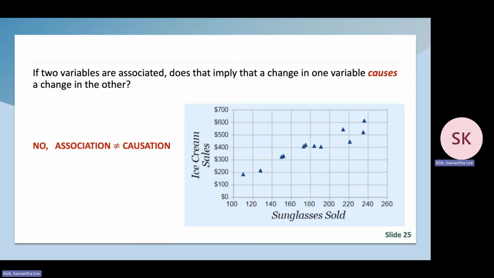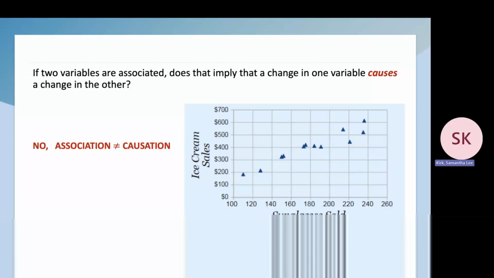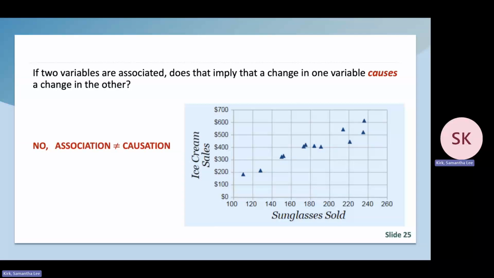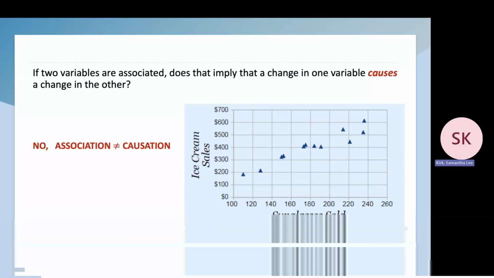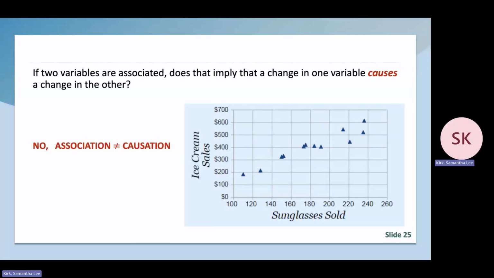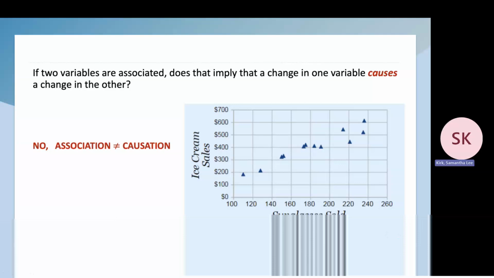Now, if you look at this association, it does seem positive and it does seem linear. But the thing is, there is an association, but that doesn't mean that if we increase the number of sunglasses sold, ice cream sales is also going to increase. There's some other variable related to these two, like the time of year, how hot it is. If it's in the summertime and it's hot and it's sunny, maybe it's the sunniness of the day and the heat that would increase the number of sunglasses being sold along with the amount of ice cream being sold.